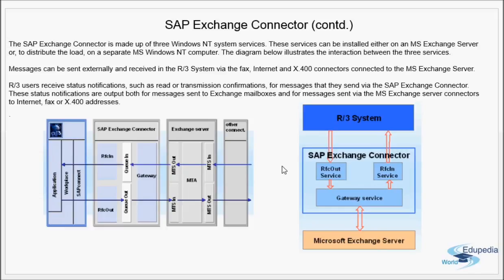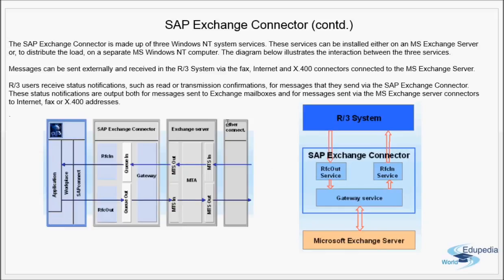The SAP Exchange connector is made up of 3 Windows NT system services. These services can be installed either on the Microsoft Exchange server or, to distribute the load, on a separate Windows NT computer.